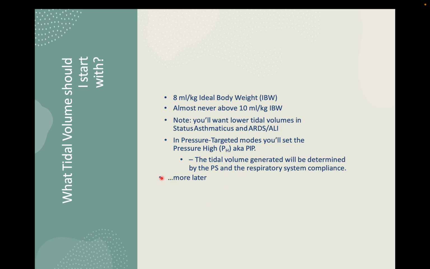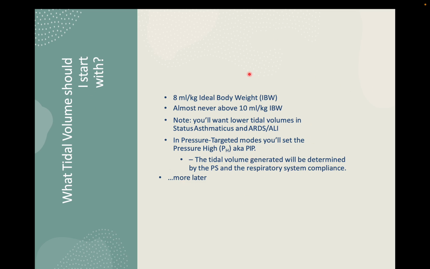What volumes, respiratory rate, PEEP and FiO2 you want, we'll discuss in the later slides. So what tidal volume should we start with? Generally 8 ml per kg ideal body weight is what we advise in most patients, and it should not be more than 10 ml per kg ideal body weight. What is ideal body weight? You let me know. You want a lower tidal volume especially in status asthmaticus, ARDS and acute lung injury patients, around 6 ml per kg ideal body weight. Generally you start with 8 and go to 6.